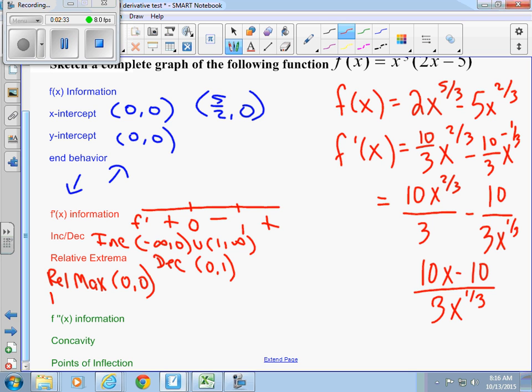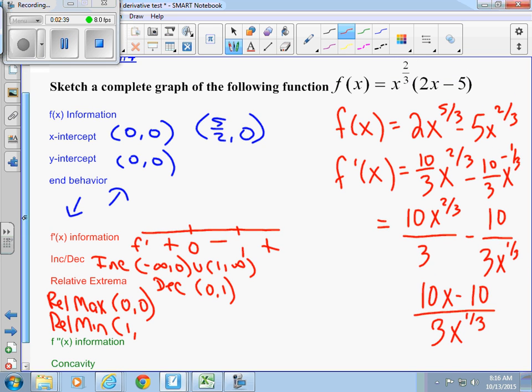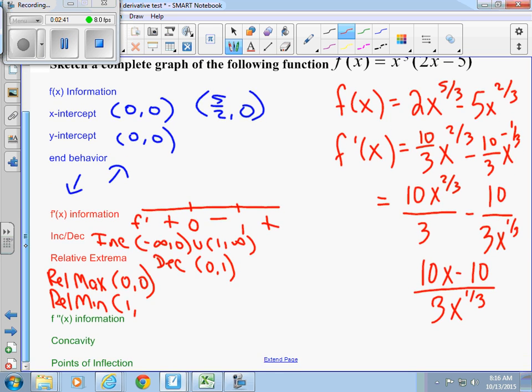And the relative min is at (1, -3). Is that right? How am I getting that? Plug 1 in. 2 times 1 is 2. 2 minus 5 is negative 3. Negative 3 times 1 is still negative 3.